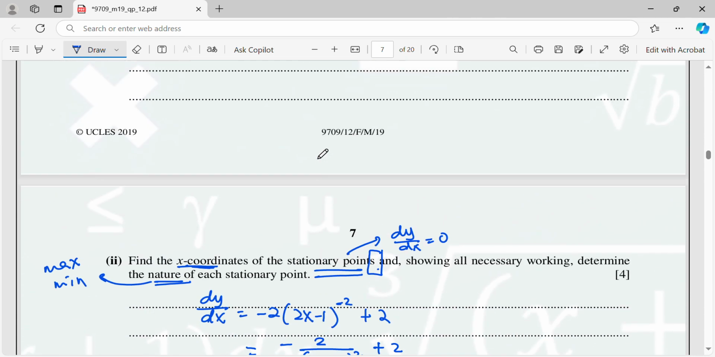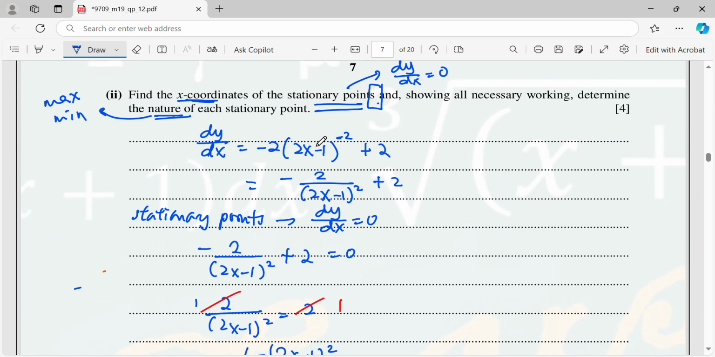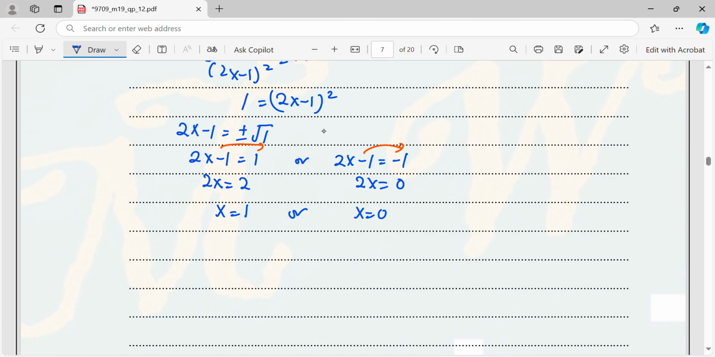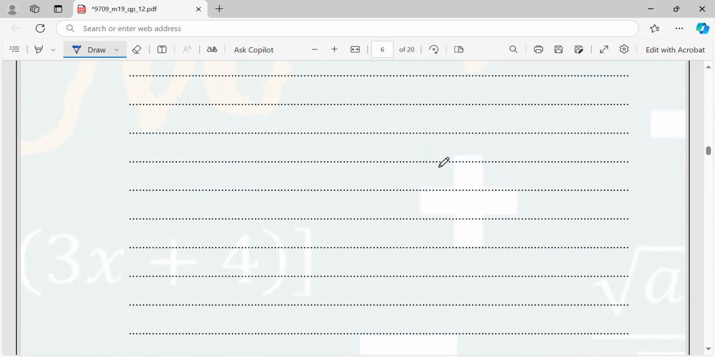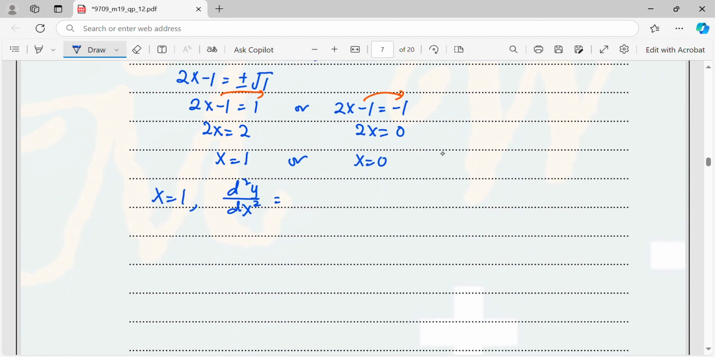And now for each x, we need to determine the nature. For the nature, we need to refer to the second derivative. So now when x equals 1, my d squared y over dx squared, again from the previous part, refer back to the first part, is 8 over (2x minus 1) cubed. So here I will write 8 over (2x minus 1) then cubed. From here I will get 8 over 1, that is 8. More than 0, that means you are getting a minimum point.